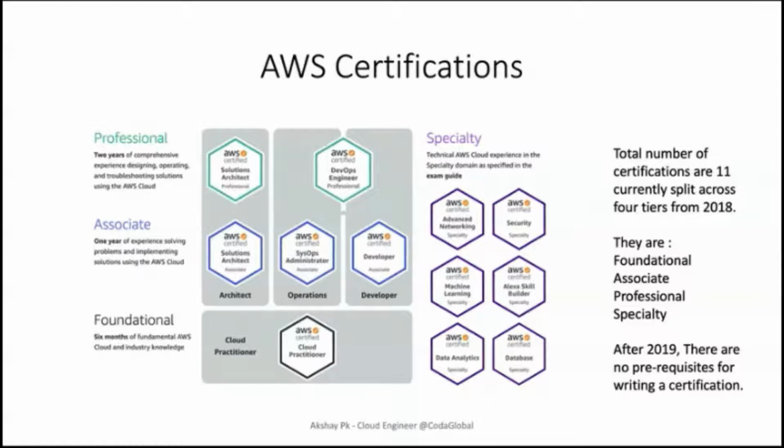So for the associate level, it's around 10K, 10,000 Indian rupees. And then for the professional, it's around 22 to 23,000 Indian rupees. Similar for the specialty as that of the professional. For the foundational, it's around 7,000 to 8,000 Indian rupees. So when it comes to the dollars, I would say, foundational is $100, associate is around $150, and the professionals, including the specialty, are all $300, right? Yeah. So that's the cost when it comes to an AWS certification.